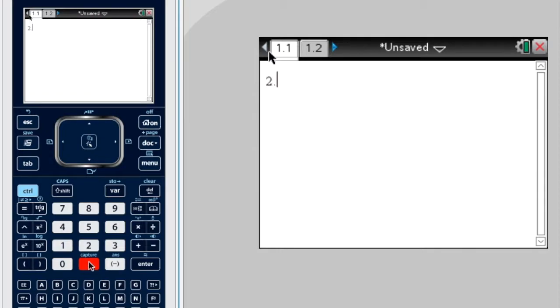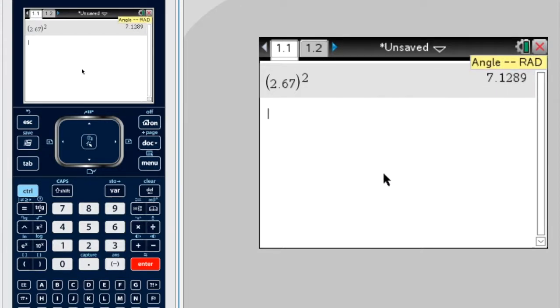So 2.67 squared, and that's the mean, and that's what we need. We always need the mean to find any probabilities using the calculator. Okay, so that was the vital first step.